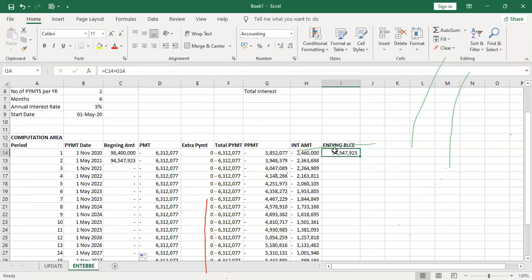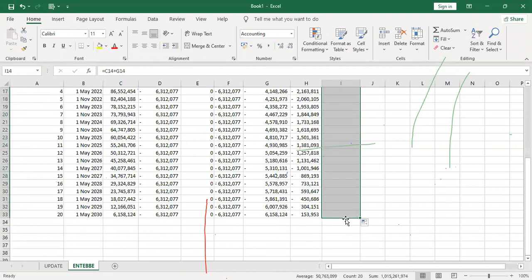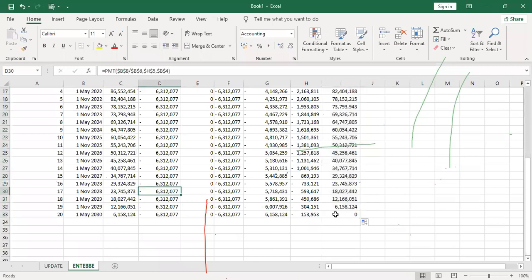After that, click on the ending balance in period one. Press the cursor on the autofill icon and then you autofill. These values will automatically appear and then you'll have a zero at the end. When all payments are made, the ending balance is zero. That's how you'll be able to tell whether whatever you have done is correct or not. So basically that is the amortization schedule.